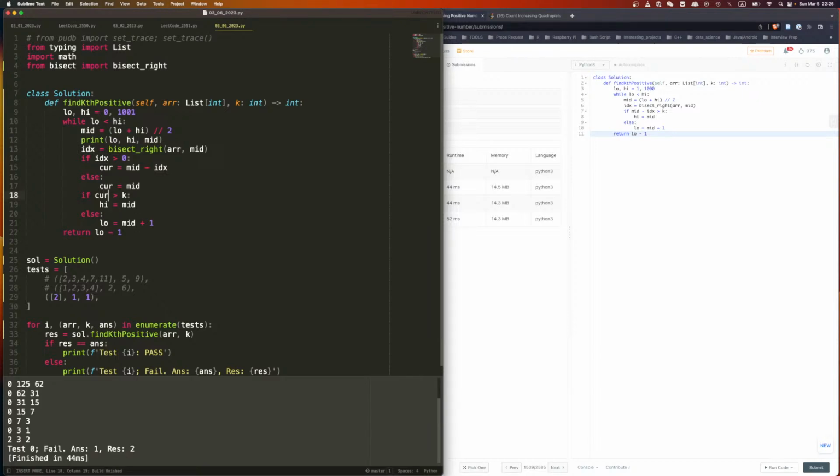Still not right. Index is never equal to 0. No, that's not an index equal to 0 issue. It is if they're equal, right? If they're equal, that's the problem. Maybe we should do bisect left.